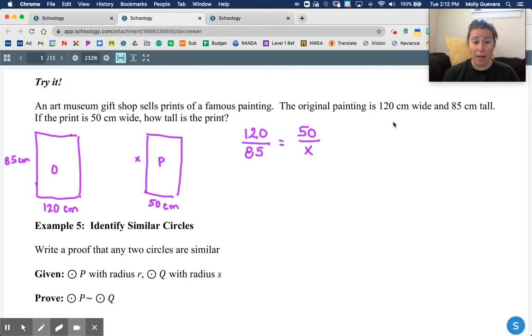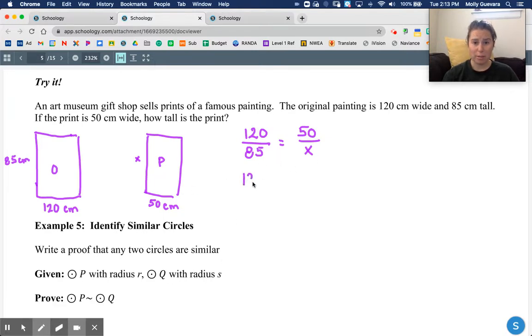That's one way. I could also have done 120 over 50. And if I did 120 first, I would have to do the 85 first. So 85 over x, that's another way. You also could have done the reciprocals of those. Okay, so there's lots of different ways to have done this. I'm going to go ahead and just stick with this way because it was the first one I wrote down, but it doesn't matter. You should get the same answer either way.